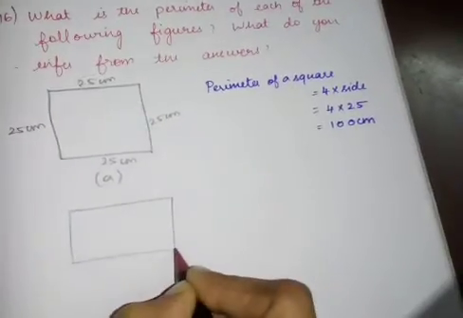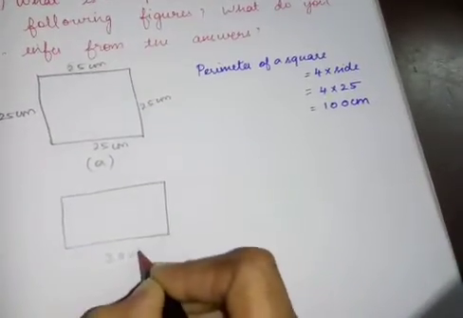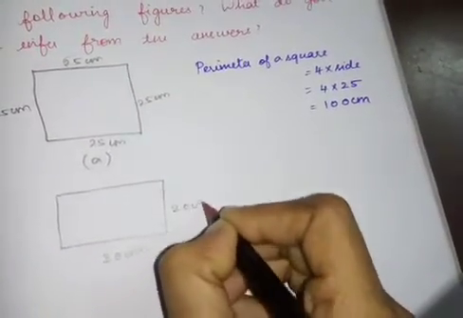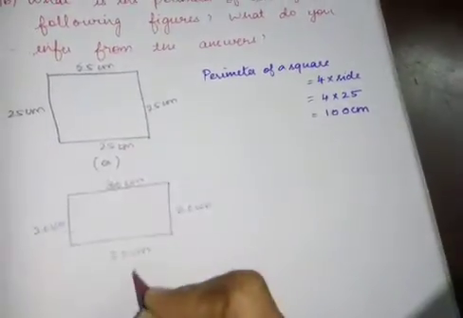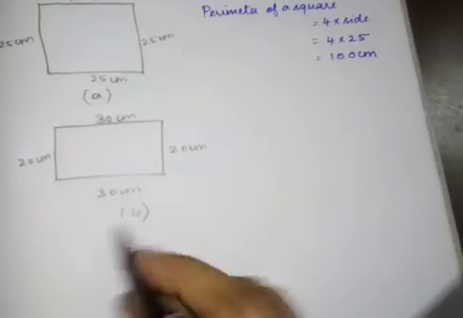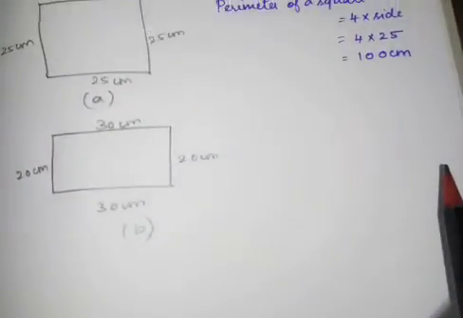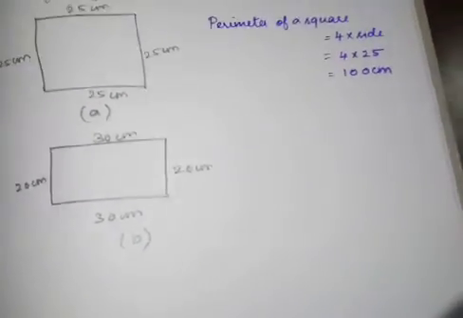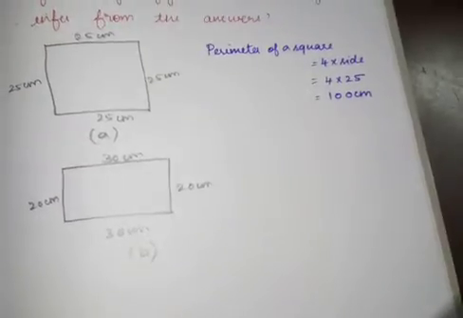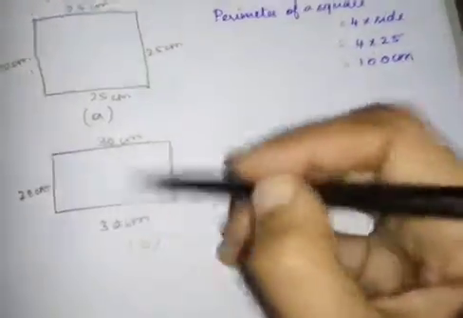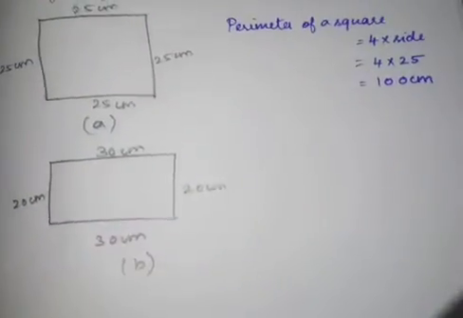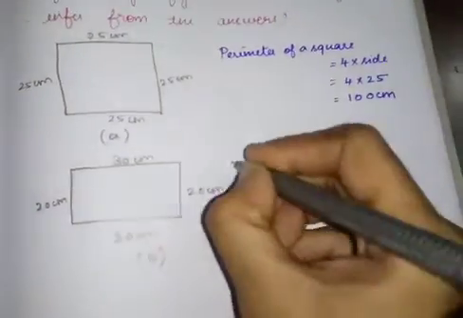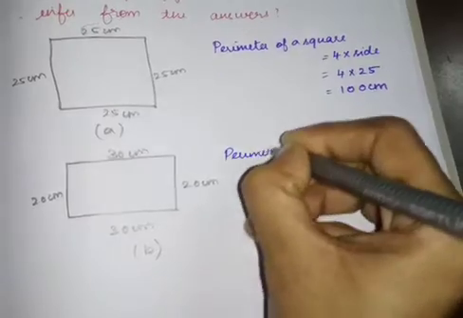B problem. 30 centimeter, 20 centimeter, 30 centimeter, 20 centimeter. So this is your B problem. So what is this figure actually, children? It is one rectangle. How am I saying it is a rectangle? Because the opposite sides are equal. These two are 30, these two are 20. Opposite sides are equal.